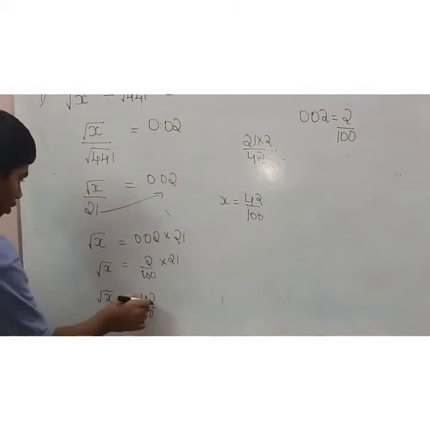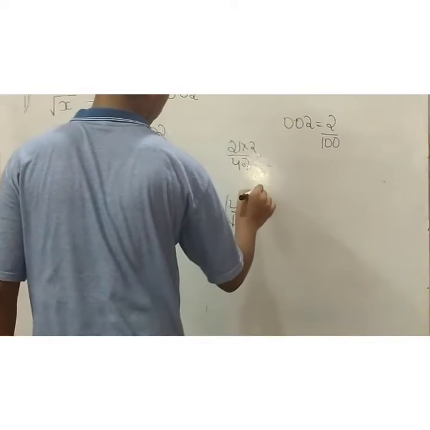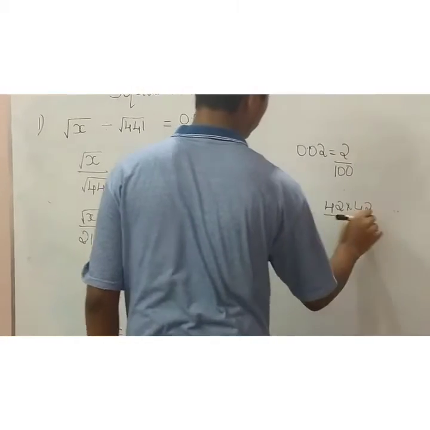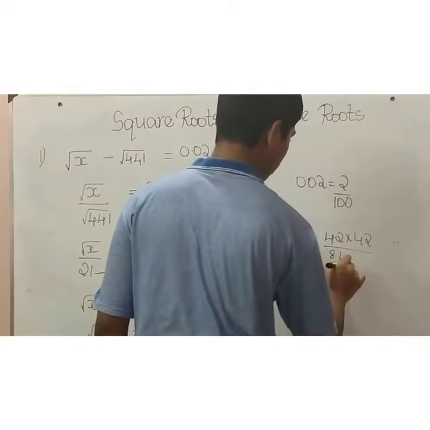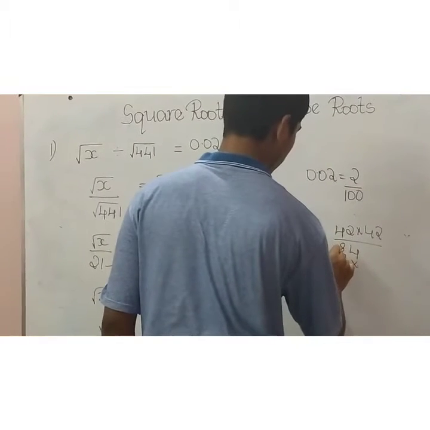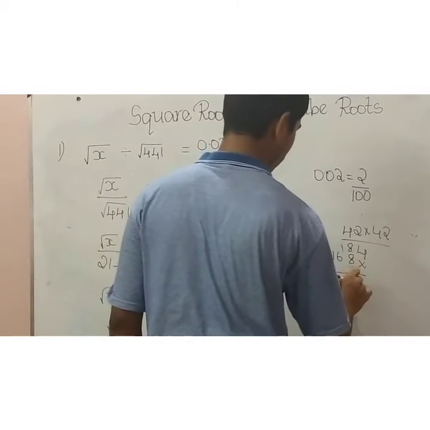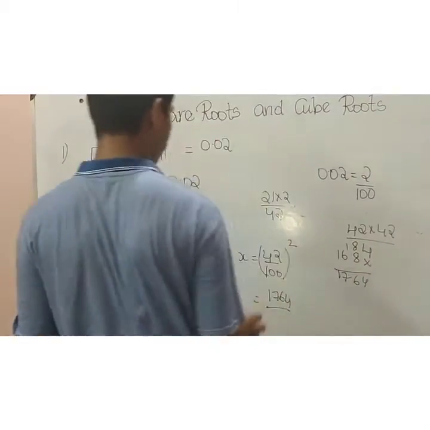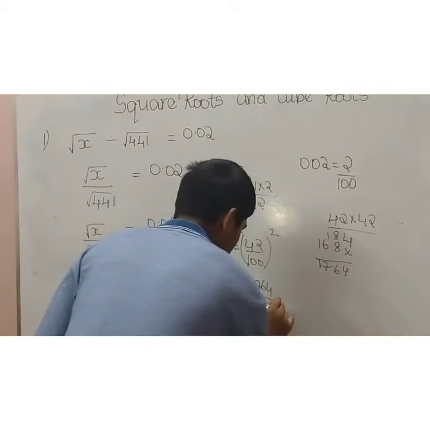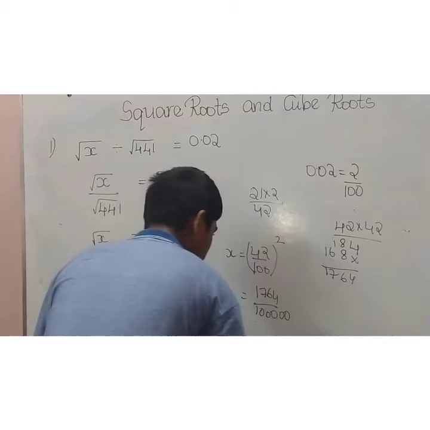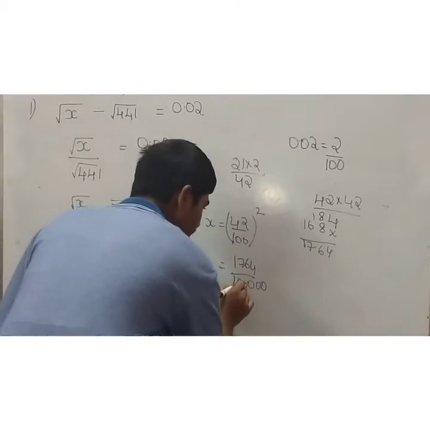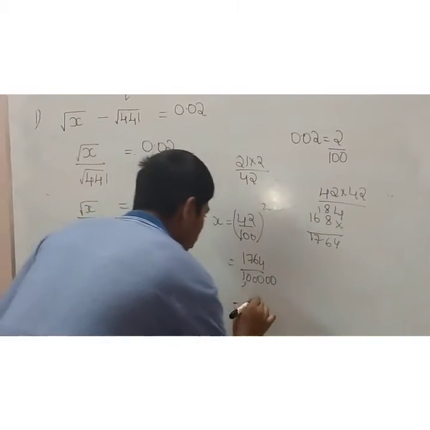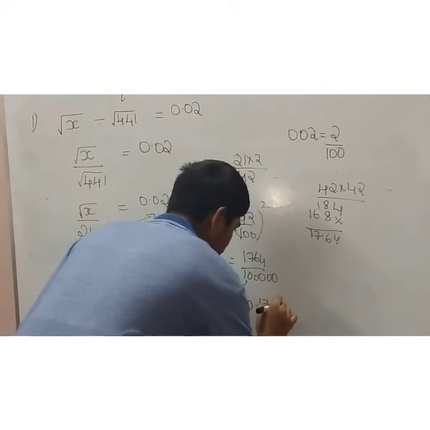Root will go to the other side and become a square. That is 42 square: 42 into 42 is 1764, divided by 100 square, which is 10000. This is written as 0.1764.